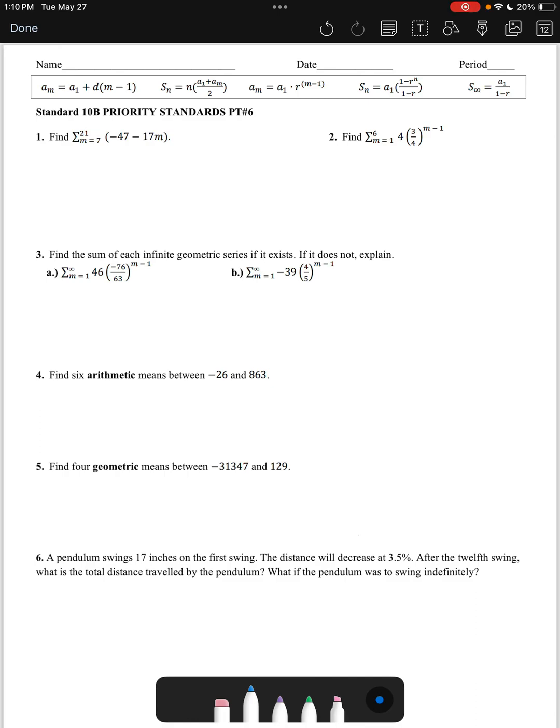All right, here's a walkthrough of practice test number 6. This is from Priority Standards, but they were handed out today on Tuesday, May 27th.